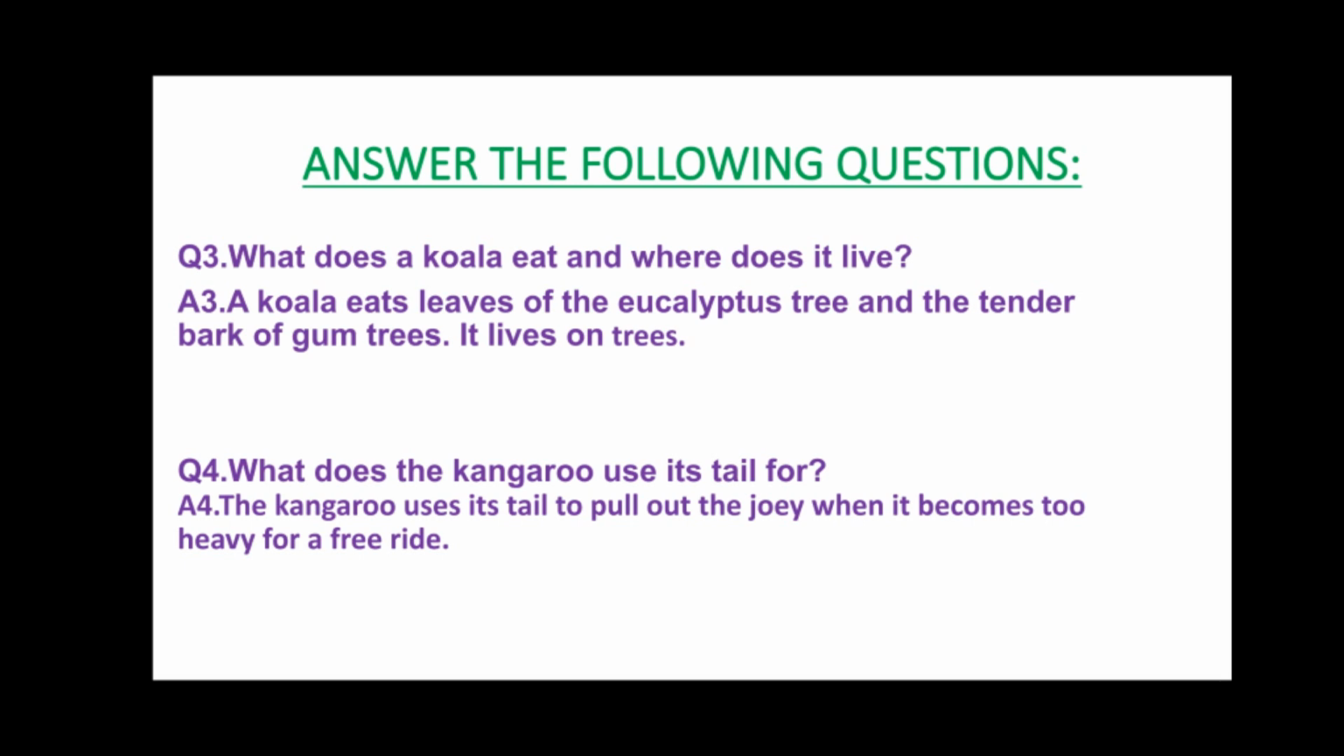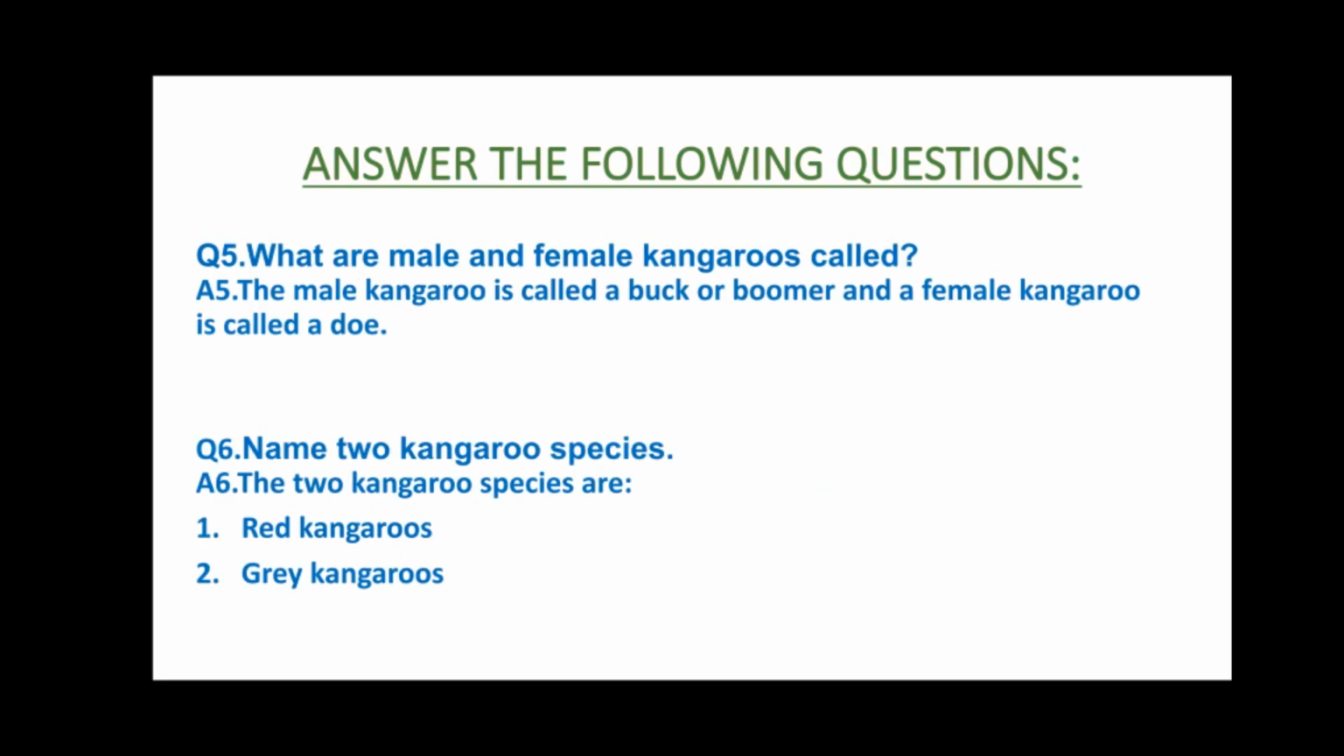The fourth question is, what does the kangaroo use its tail for? So children, the answer is, the kangaroo uses its tail for pulling out the joey when it becomes too heavy to be given a free ride. With the help of the tail, the kangaroo puts it on the ground. The next question is, what are male and female kangaroos called? So children, the answer is, the male kangaroo is called a buck and the female kangaroo is called a doe.